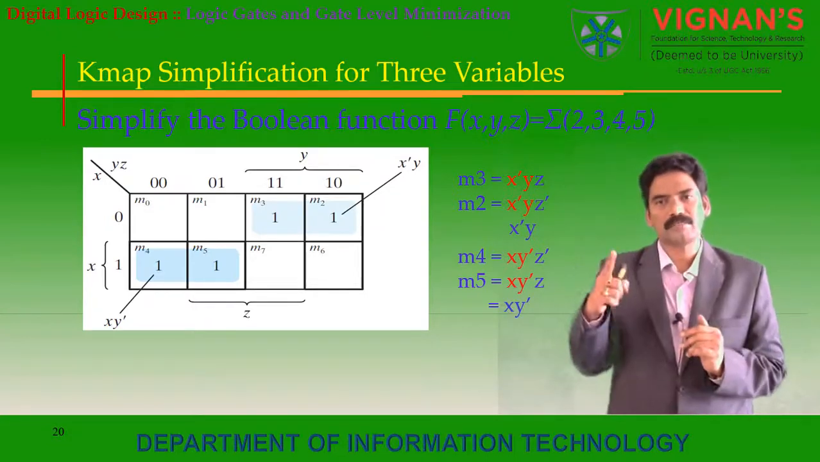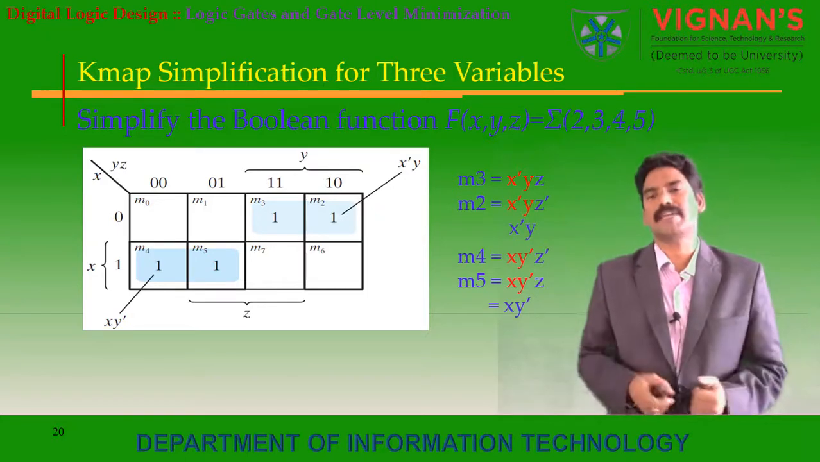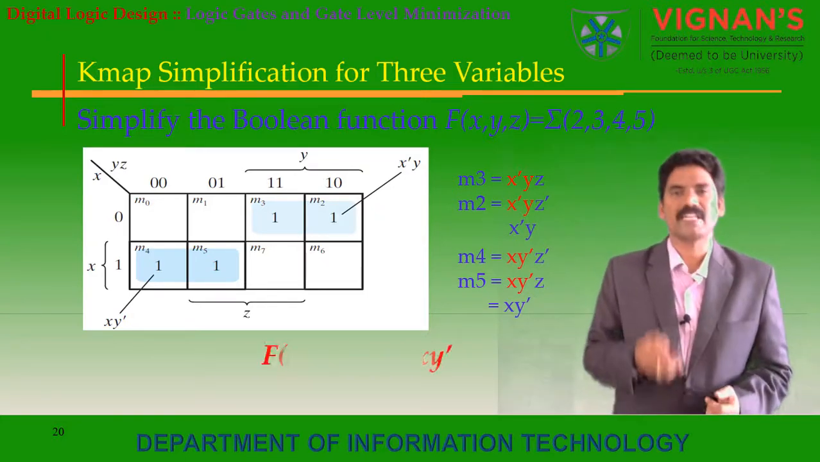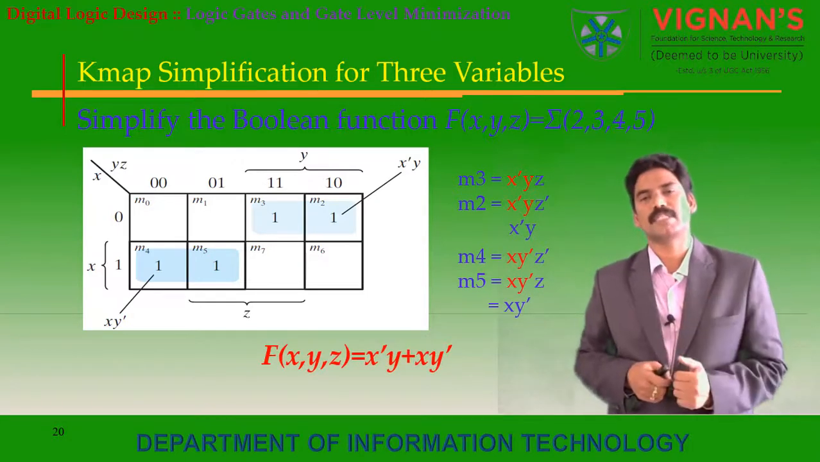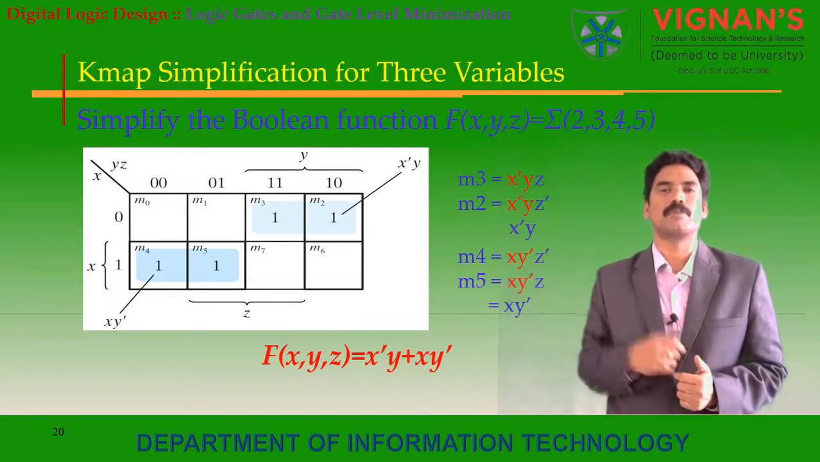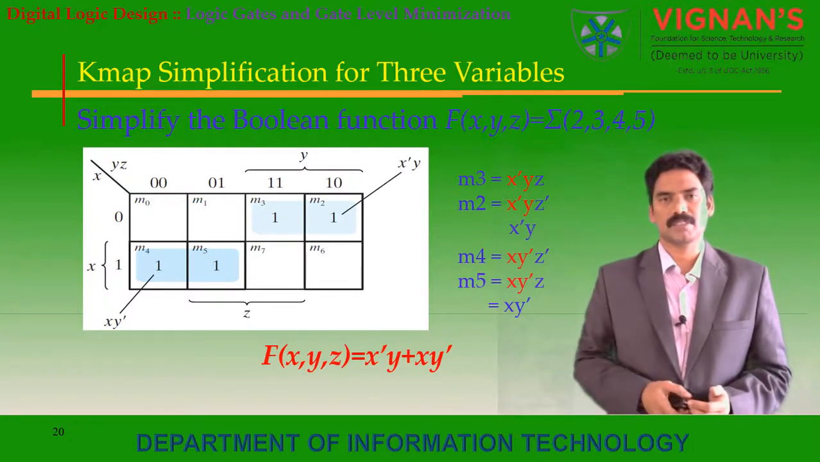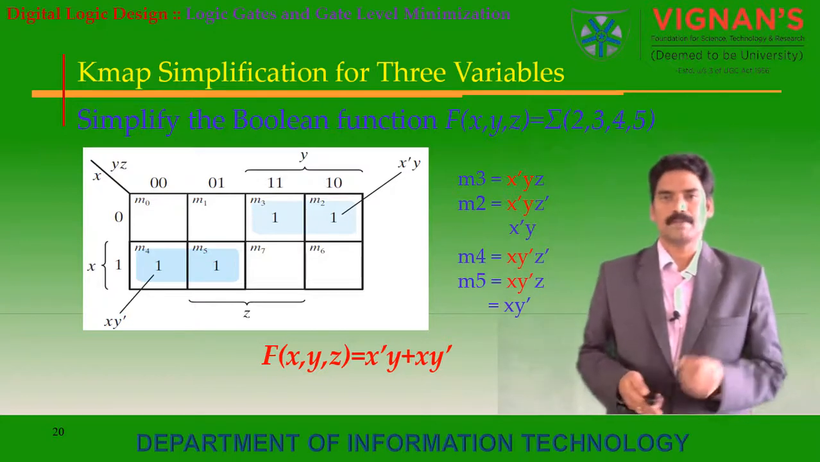What is the common term? X y bar. So, what is the simplified expression for this? The simplified expression is f of x y z is equal to x bar y plus x y bar. This is the simplified expression for this 3 variable K map.